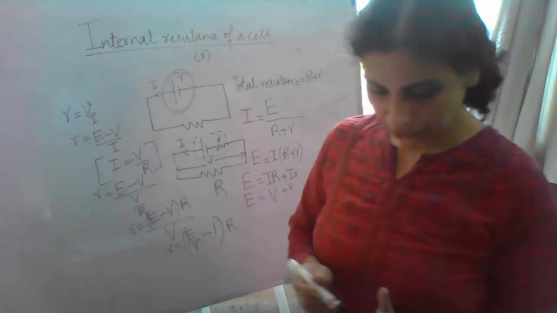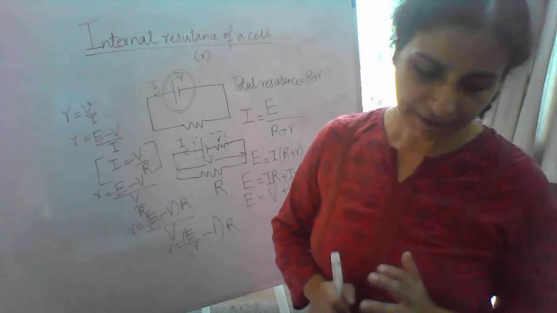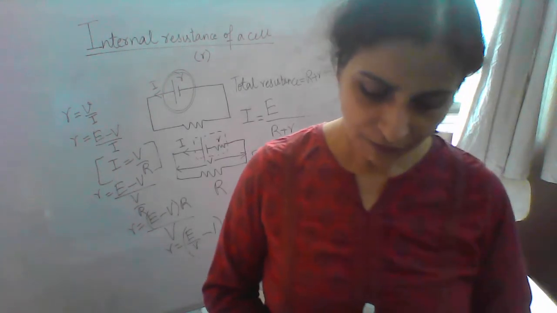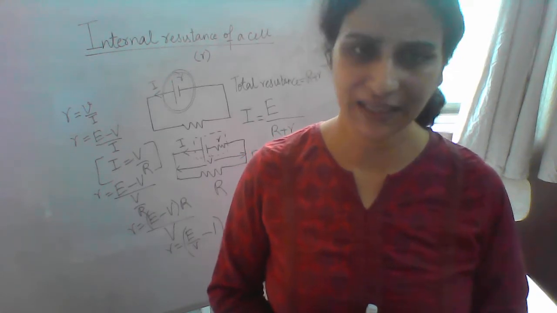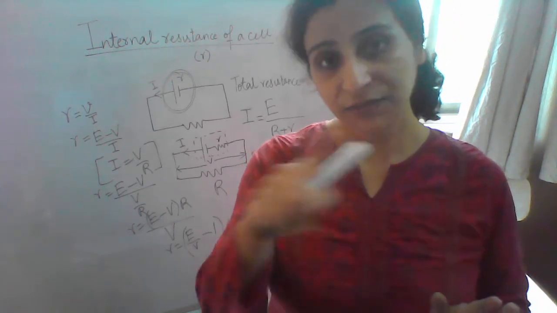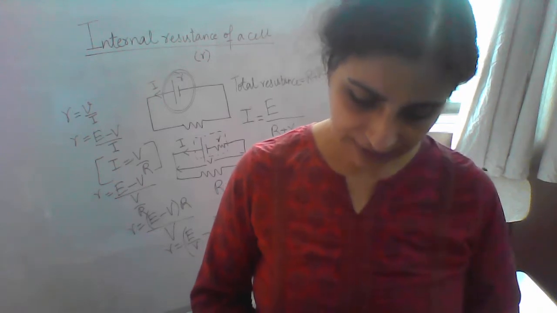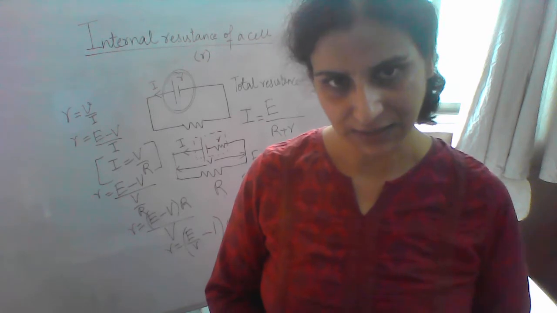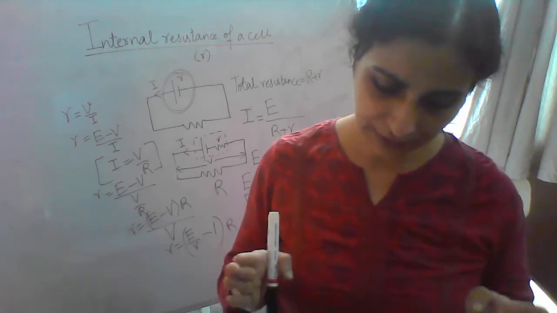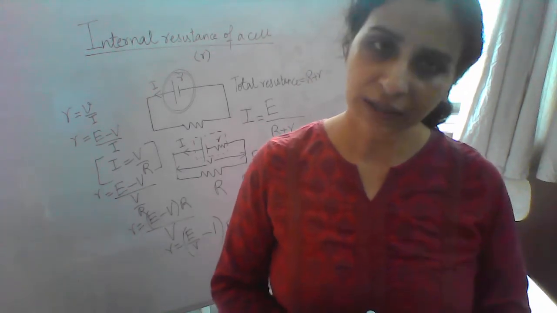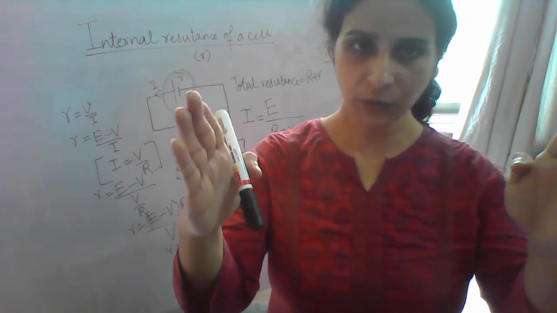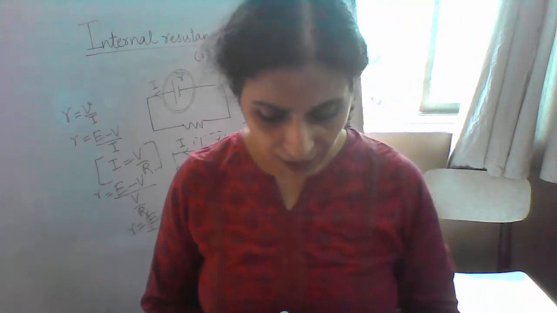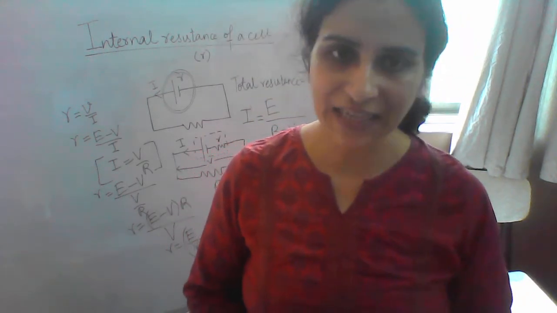Okay, so basically there are factors on which the internal resistance of a cell depends. First one is the surface area of the electrodes. Electrode shape doesn't matter, surface area matters. The larger the surface area, the lesser will be the internal resistance. Next one is the distance between the electrodes. The more the distance between the two electrodes, the more will be the internal resistance of the cell.